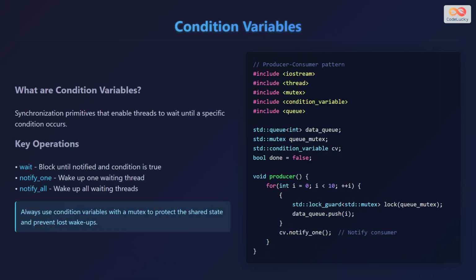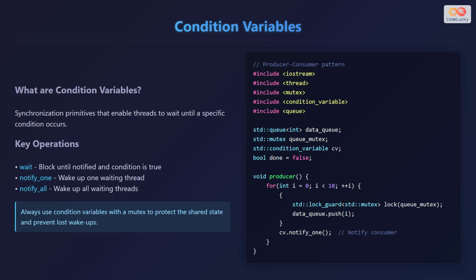Condition variables are synchronization primitives that allow threads to wait until a specific condition occurs. The key operations are wait, which blocks a thread until notified and the condition is true, notify_one, which wakes up one waiting thread, and notify_all, which wakes up all waiting threads. Always use condition variables with a mutex to protect the shared state and prevent lost wakeups.